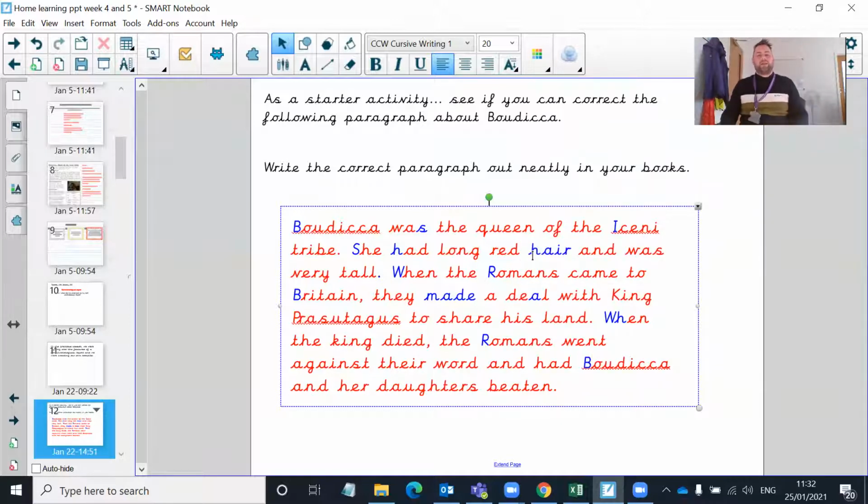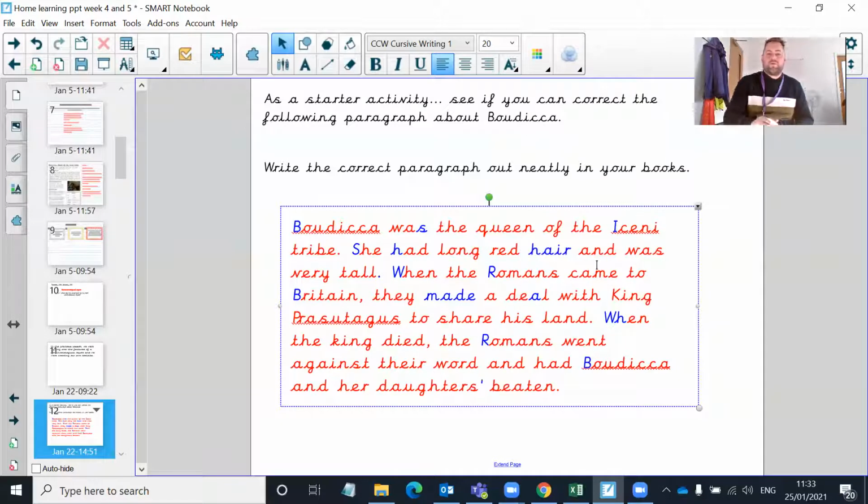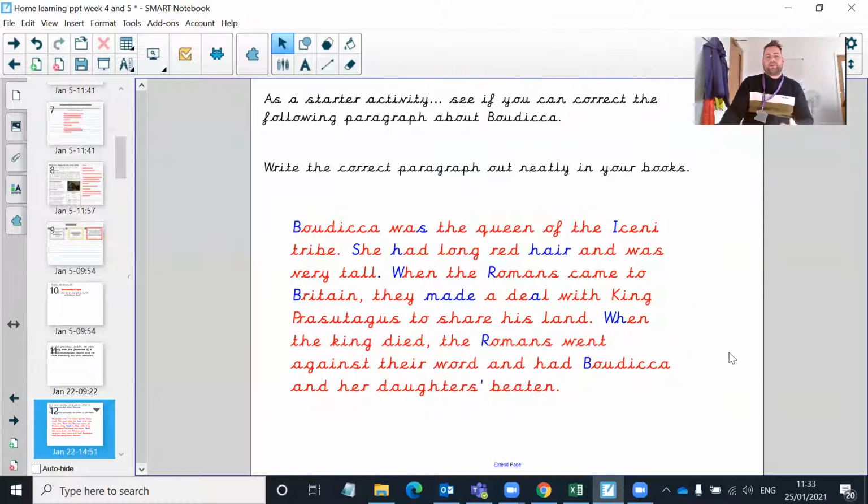They had Boudica and her daughters beaten. So there we go. We could argue that we need an apostrophe because she's got more than one daughter. Okay, well done if you've got all of them correct.